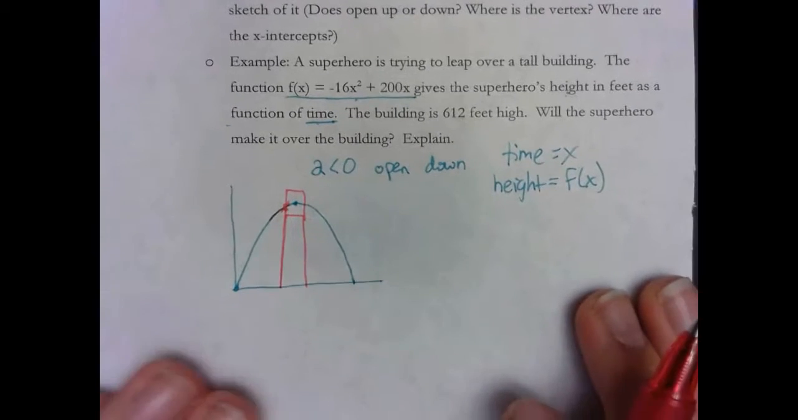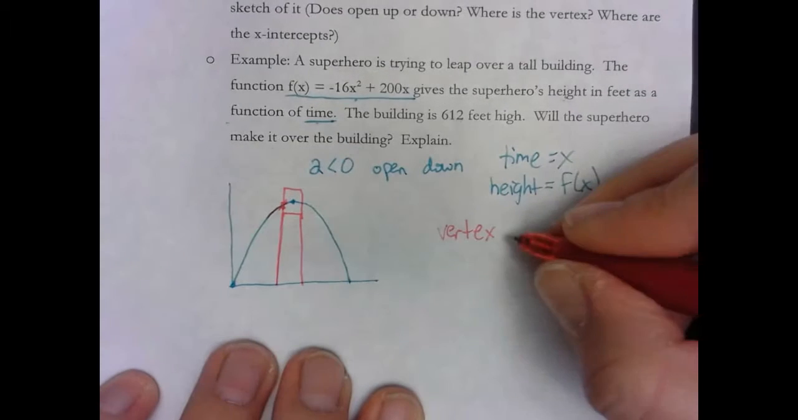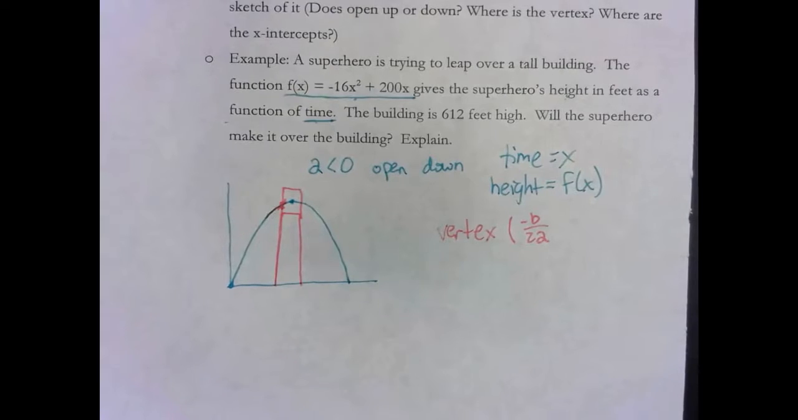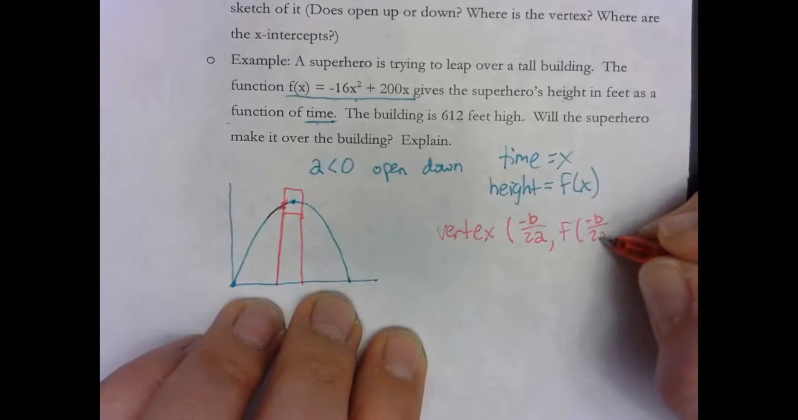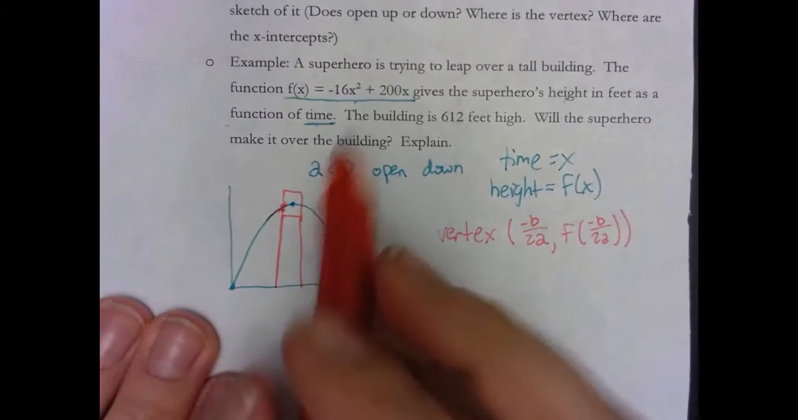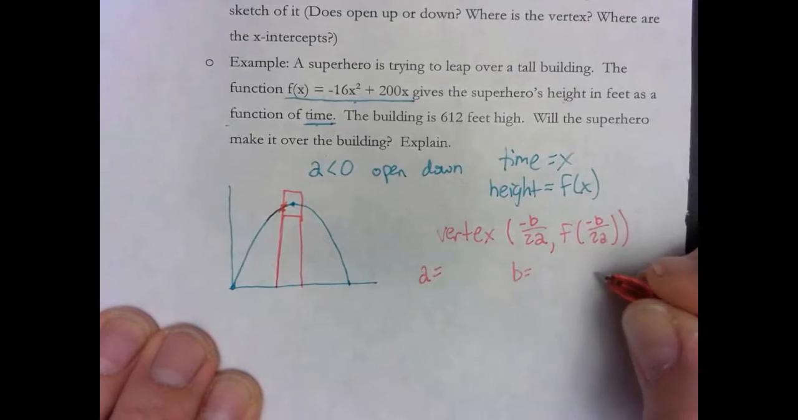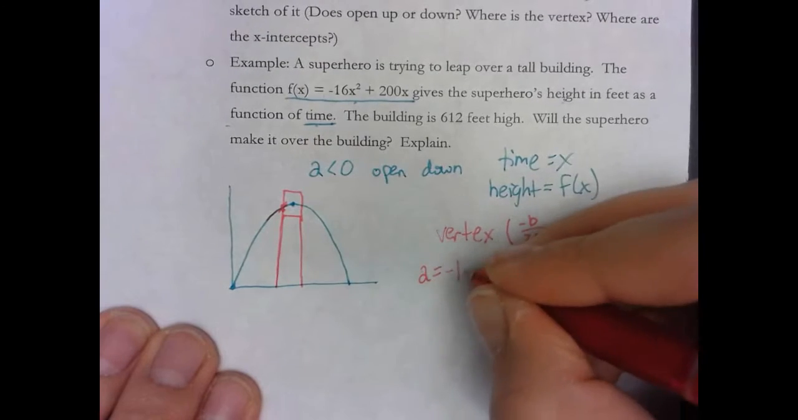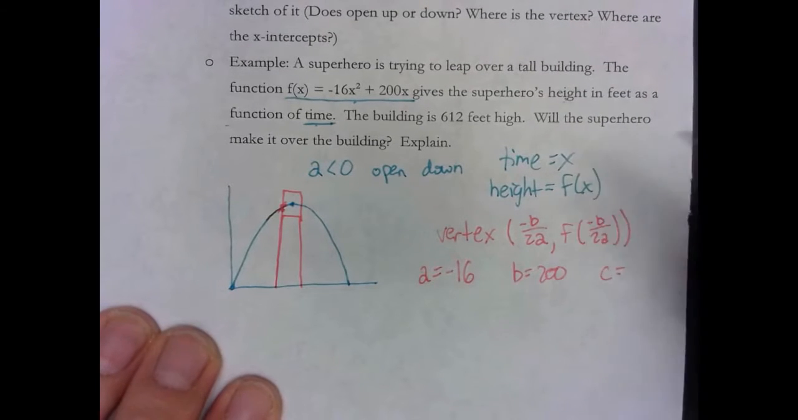So if you look back to find the vertex, remember, the vertex is -b over 2a, comma, f of -b over 2a. So is this in standard form? Yes, it is. Let's label our A, B, and C. Well, A is -16. B is 200. And don't panic. We don't have a c, so c is 0.